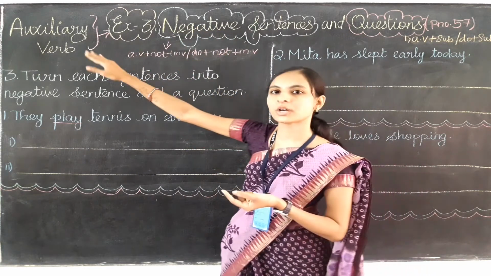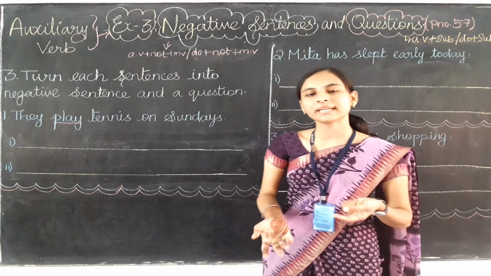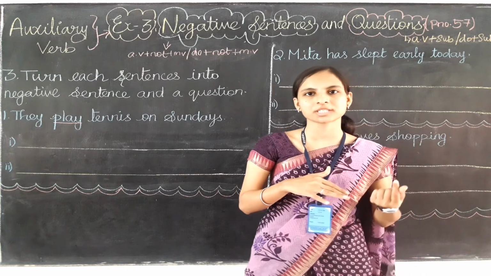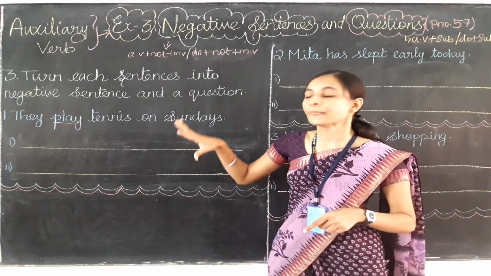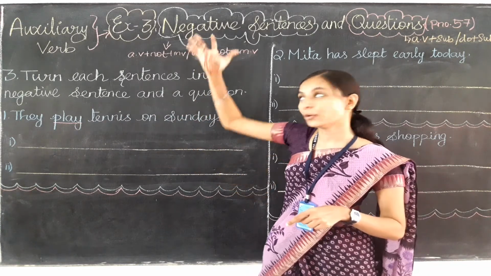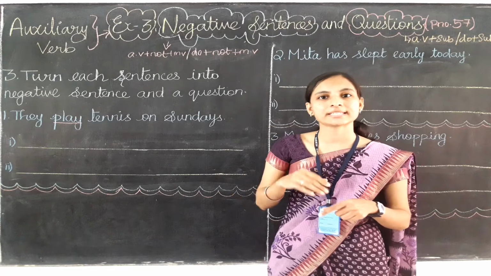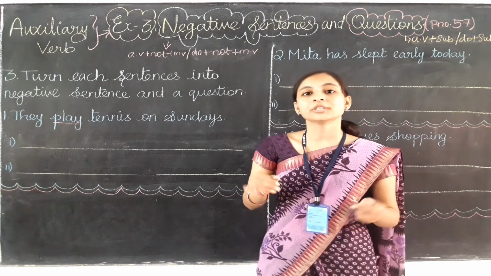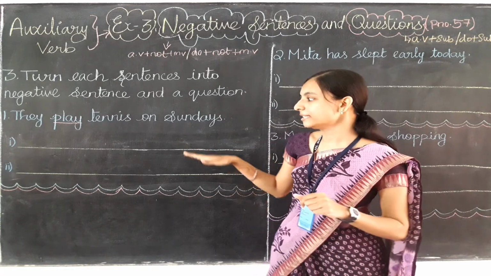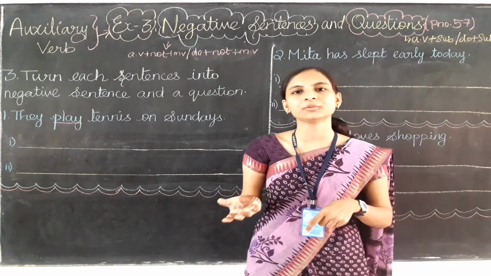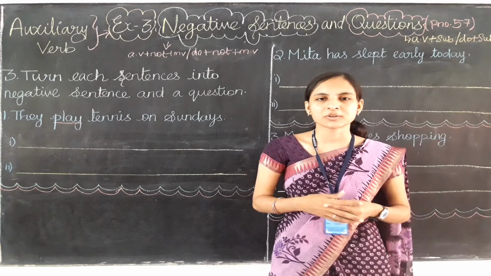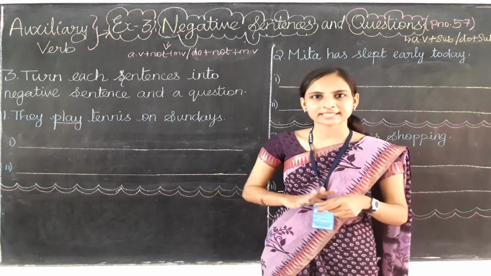So with the usage of auxiliary verbs, we have already learned how to make negative sentences and question sentences. In this video you are going to make both the negative sentence and the question sentence. There are 6 questions. In this video we are going to do only 3 questions, and in the next video we will be doing the next 3 questions. Okay, let's start doing the exercise now.